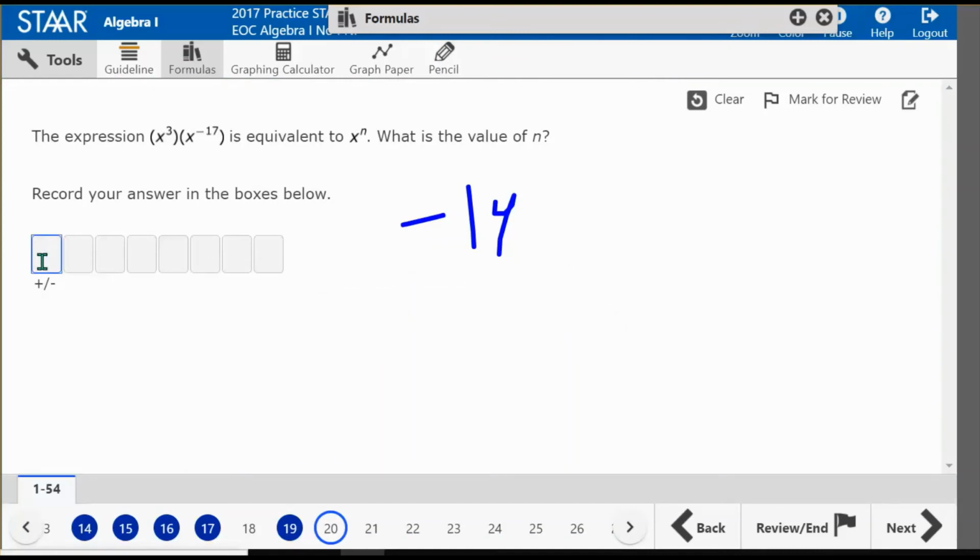Let me type it: -14. And don't forget your negative signs, because you'd probably get points taken off if you don't have them, of course.